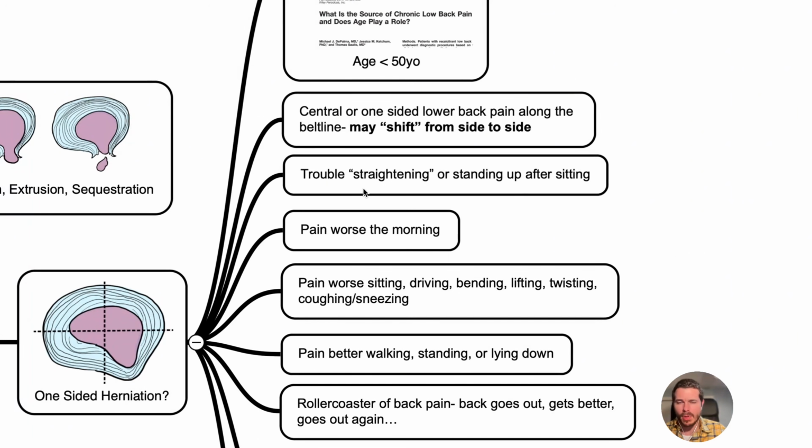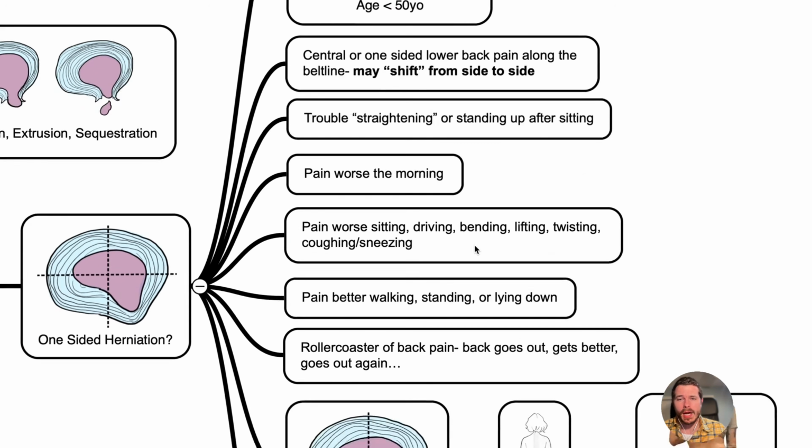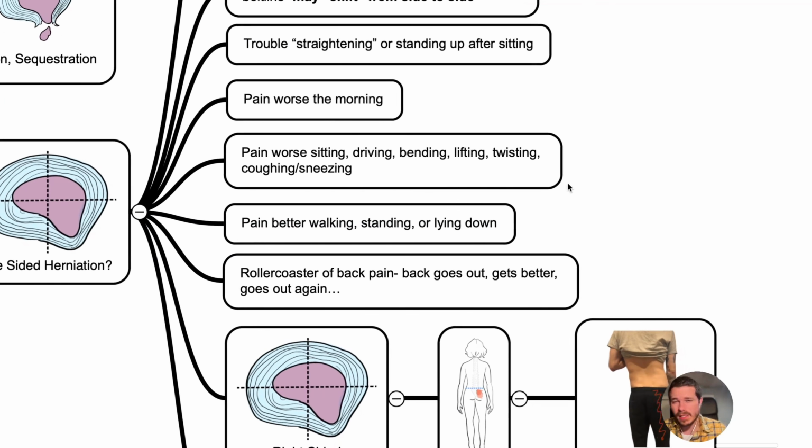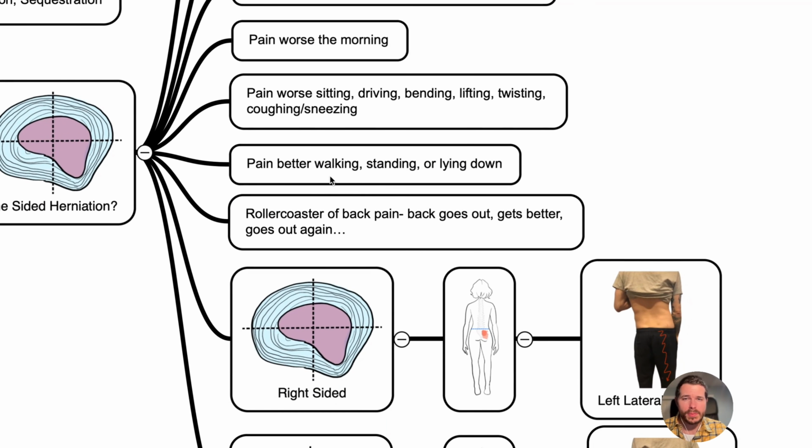All right, so disc problems, very common here. Trouble straightening or standing up after sitting. Again, you can kind of get that transitional stuff with SI joints, so not really sure that helps us. But pain worse in the morning, disc pressure is highest in the morning. Pain worse while sitting, driving, bending, lifting, twisting, coughing, and sneezing. Pain is often, but not always, better walking, standing, lying down. There's often this roller coaster of back pain. The back goes out, gets better, goes out again type thing.